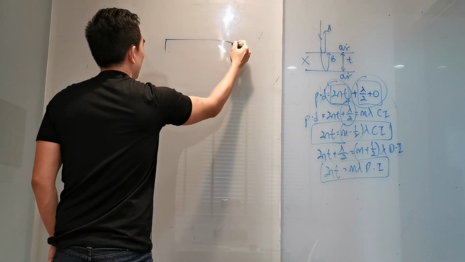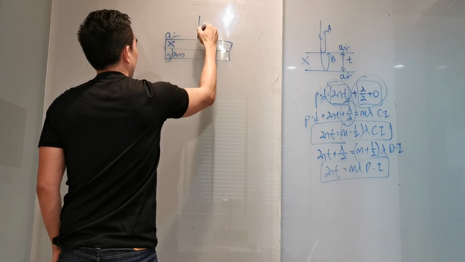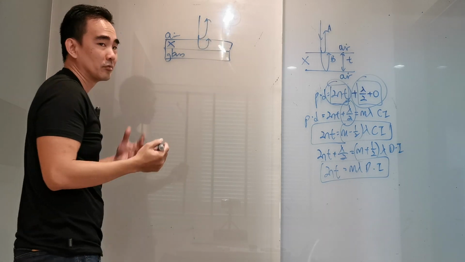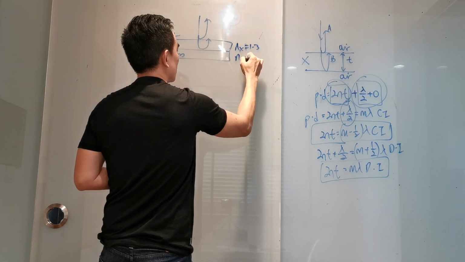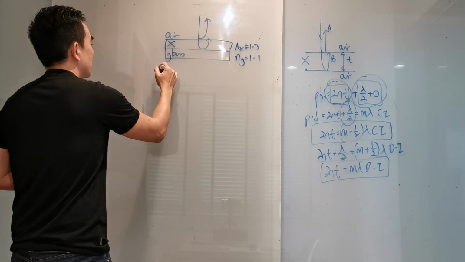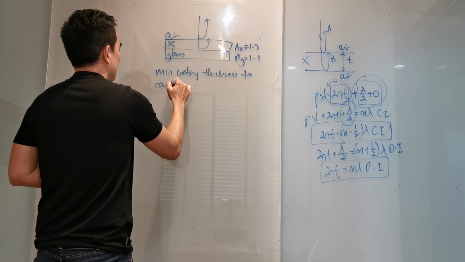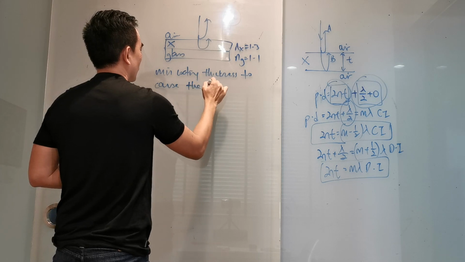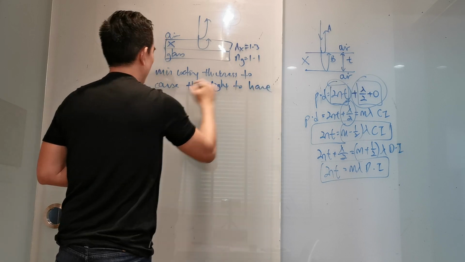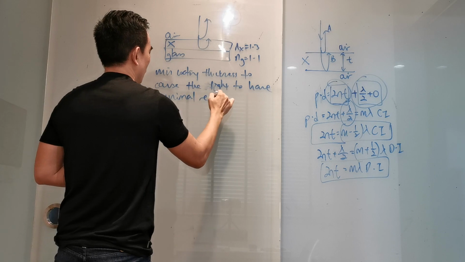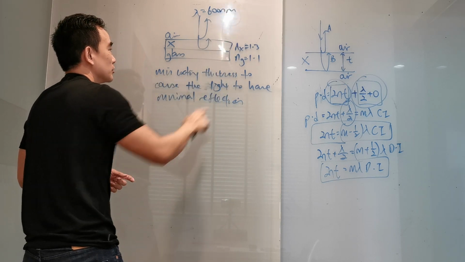Now, if I have a glass coating over here and this is air, light reflects off, reflects off. This is your multi-coating for your glasses. And n of the coating is equal to 1.3 and this is equal to 1.1. So let's take a look at the minimum coating thickness to cause the light to have minimal reflection. Imagine that the wavelength is 600 nanometers. So let's put it as 1.5.